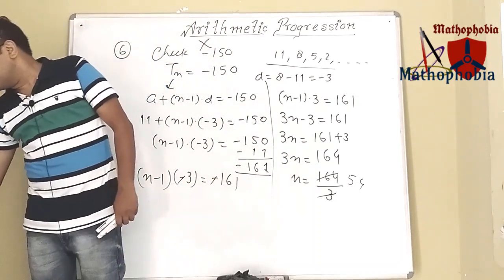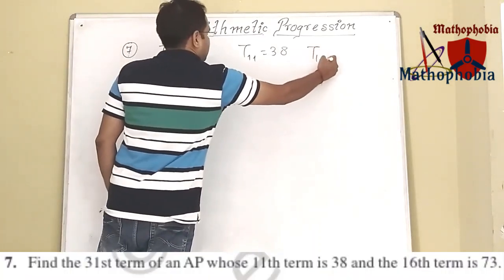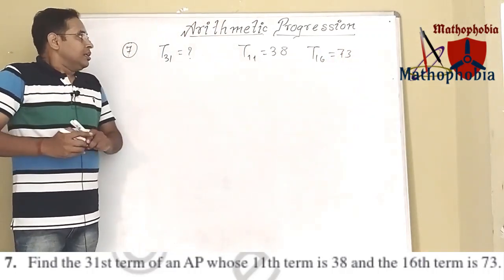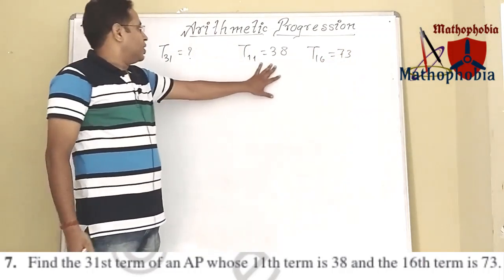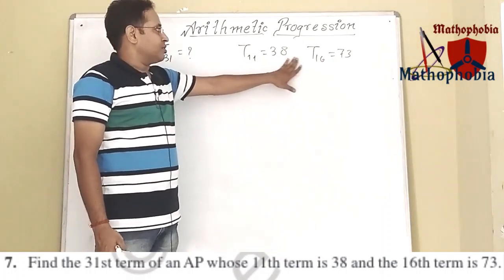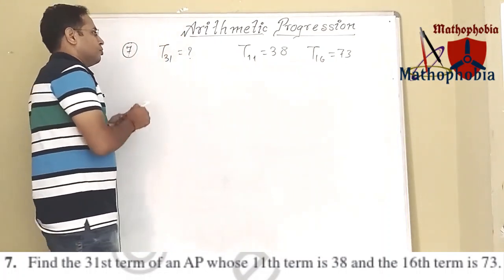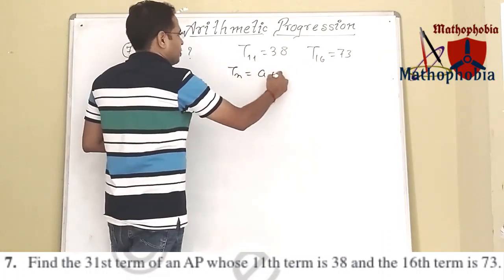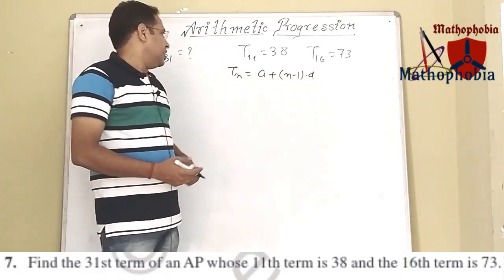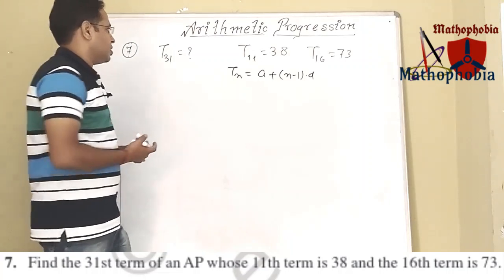That is question number 7. The 11th term is 38, and the 16th term is 73. So these are the pieces of information that are given to us. That is, we need to find out the 31st term of this given arithmetic progression, whose 11th term is 38 and the 16th term is 73. Let's see how to do this one. We'll apply the formula Tn equals to a plus (n minus 1) into d. If we are able to get the values of a and d, then we can easily find out the 31st term of this given arithmetic progression.